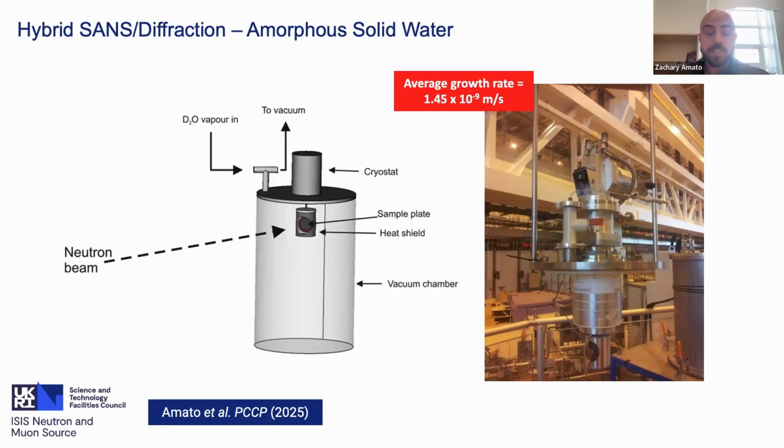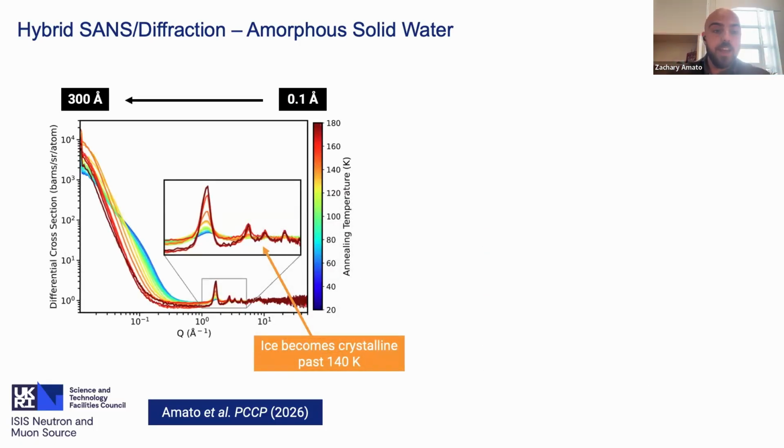We made lots of different samples of water ice, or amorphous solid water, and wanted to look at the structure of this as a function of deposition temperature and annealing. Here's an example of what that data looks like. We can go from about 0.1 angstrom all the way to 300 in one measurement. What's great here is we can simultaneously see whether the ice is amorphous or not, and also how porous it is, how much surface area it has, and so on.